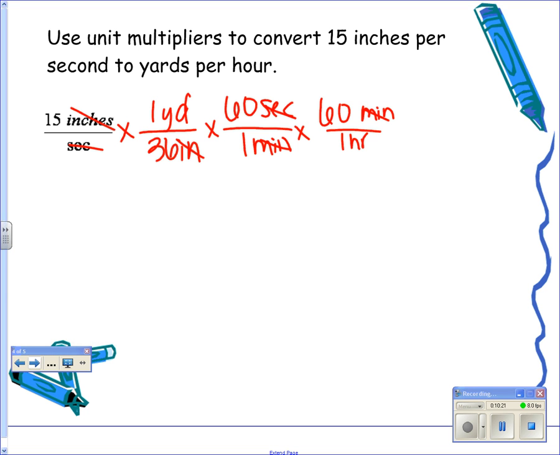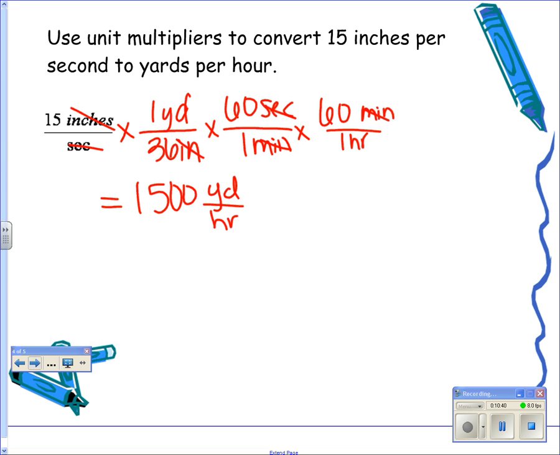You agree? What do you get for your final answer? 1,500 yards. Any questions on those? Y'all see how they work?